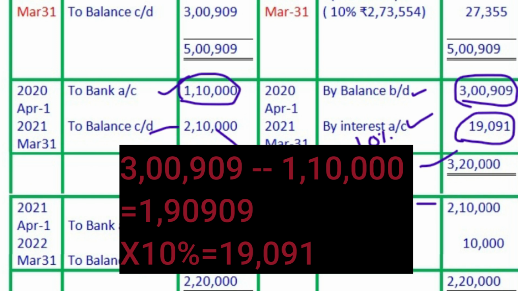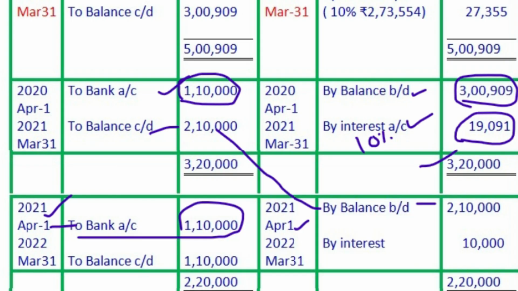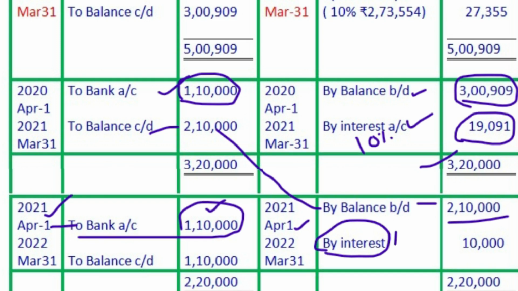Now the second year installment will be paid in the third year, on the first day of the third year. This is to bank account 1,10,000, and the balance left is 1 lakh, that is 2,10,000 minus 1,10,000, balance is 1 lakh. On that 1 lakh, again interest of the third year at the rate of 10%. This is 1 lakh at 10%, 10,000, and the total is 2,20,000.